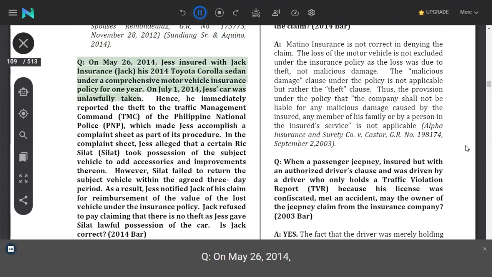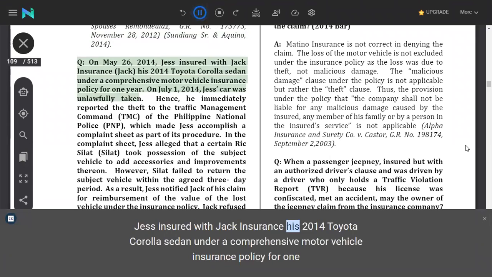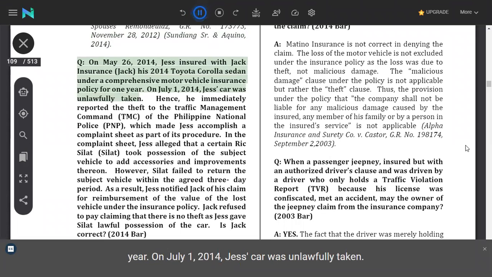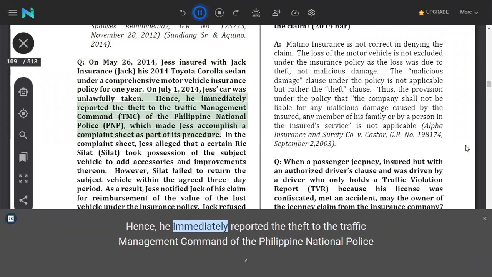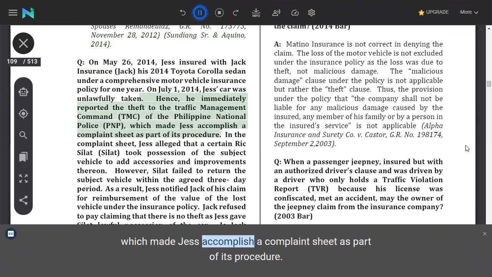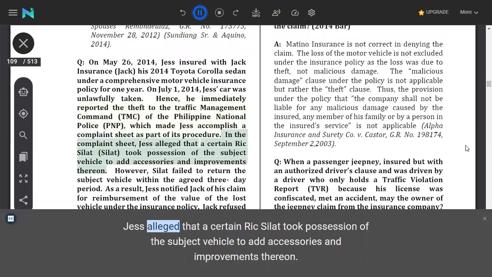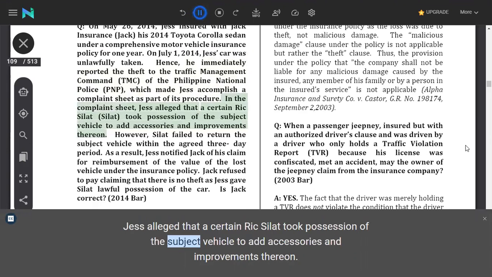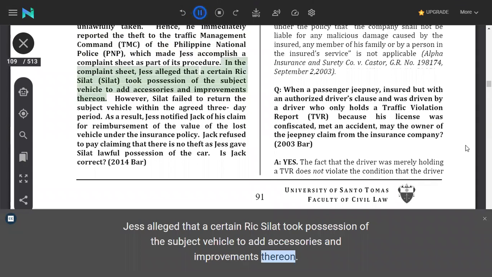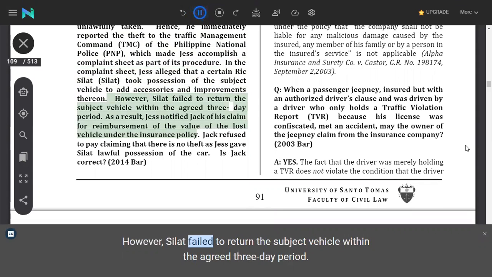Q. On May 26, 2014, Jess insured with Jack Insurance his 2014 Toyota Corolla sedan under a comprehensive motor vehicle insurance policy for 1 year. On July 1, 2014, Jess' car was unlawfully taken. Hence, he immediately reported the theft to the Traffic Management Command of the Philippine National Police, which made Jess accomplish a complaint sheet as part of its procedure. In the complaint sheet, Jess alleged that a certain Rick Silat took possession of the subject vehicle to add accessories and improvements thereon. However, Silat failed to return the subject vehicle within the agreed 3-day period.